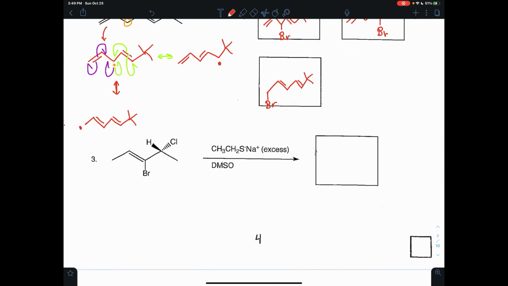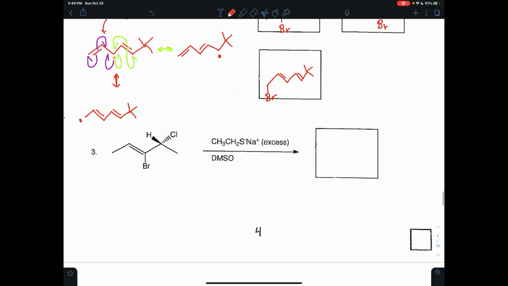Now let's look at this one here. So first things first, I gotta look. I have 2 leaving groups. I have a Br here and I have chlorine here. Well, how am I going to choose which one?